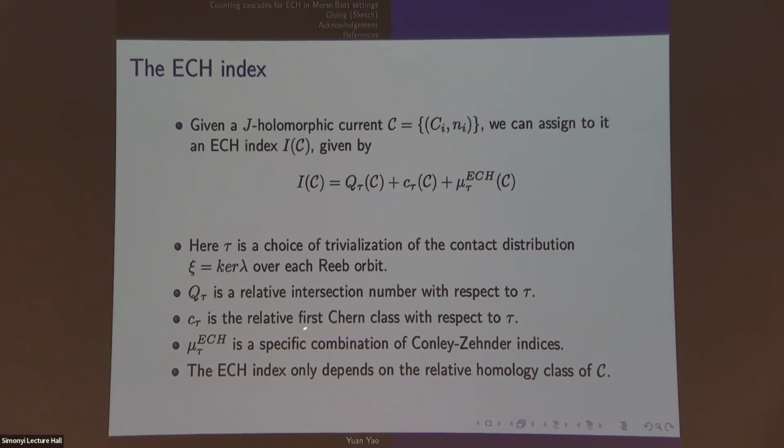c_tau is a relative first Chern class, and mu_tau is a specific combination of Conley-Zender indices coming from the end asymptotics of this current. And these are more or less essentially topological quantities, and you can check this combination doesn't depend on tau, and it's only dependent on the relative homology class of C. And this is called the ECH index.